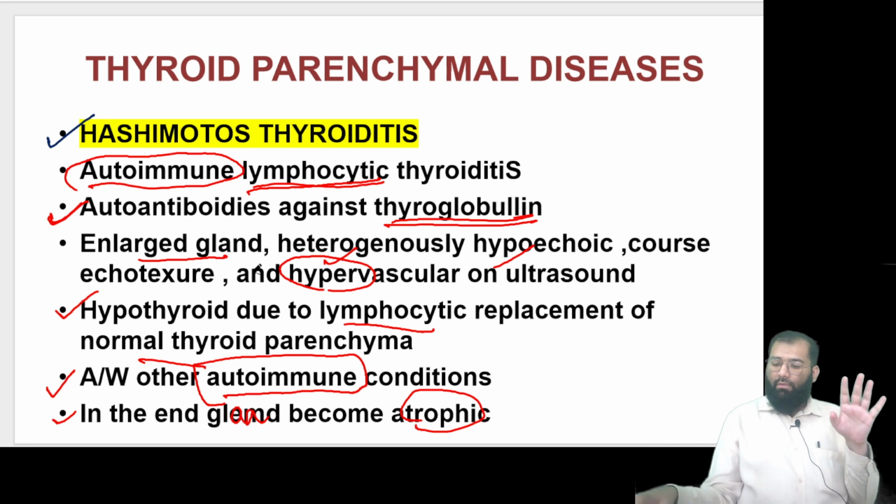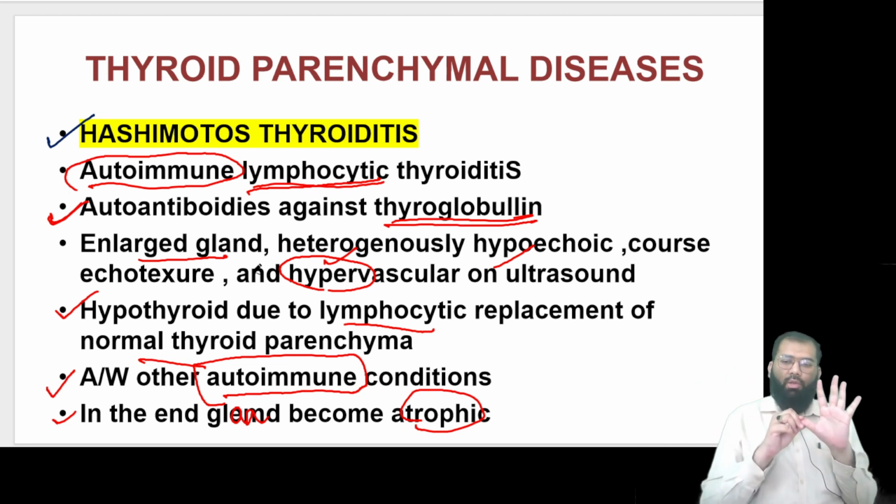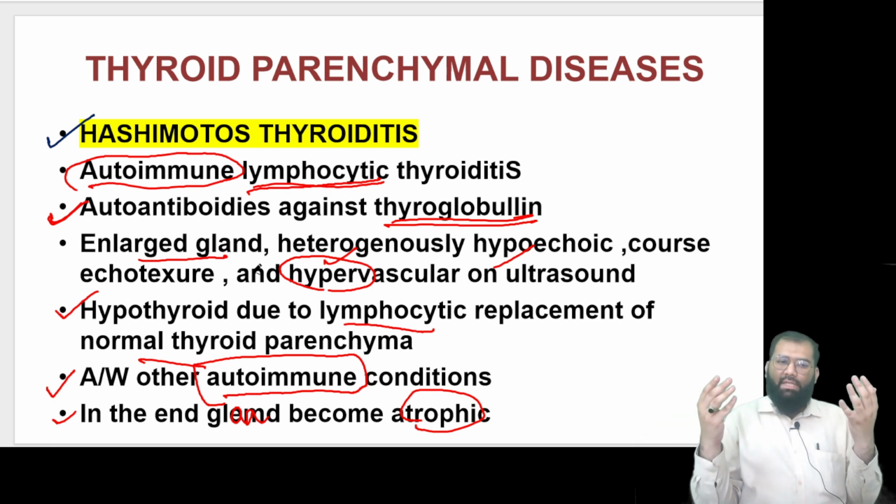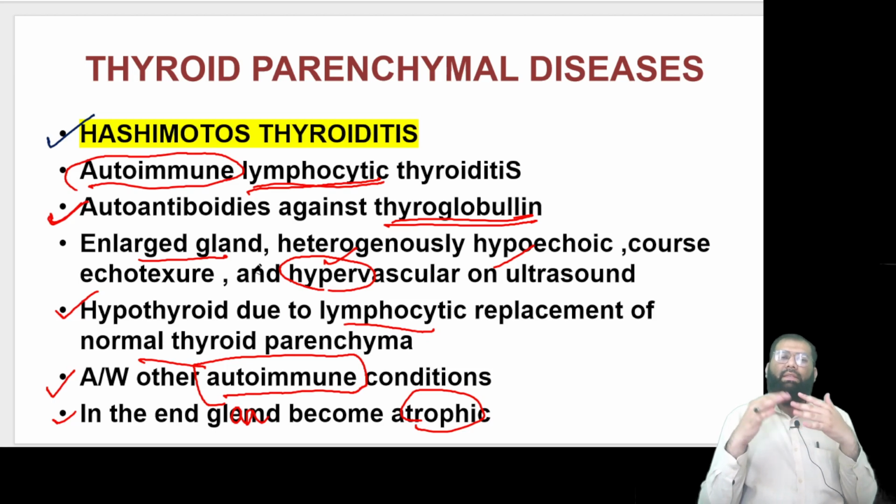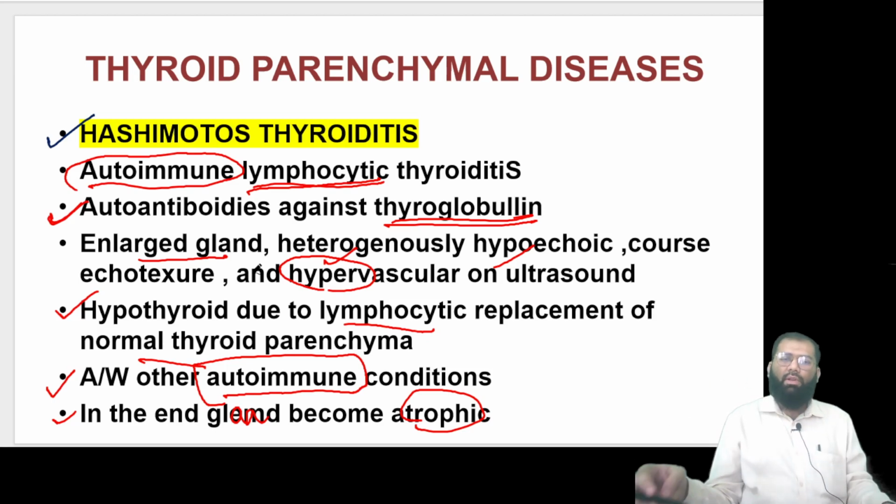Okay. So if you want to remember the key points: autoimmune disease, autoantibodies against thyroglobulin, lymphocytes infiltrate the gland, and initially in the acute phase there is increased inflammation, but in the chronic phase, the entire gland becomes small, atrophic, and muscle-like. Okay, this is what you have to remember about Hashimoto. Now let us come to the ultrasound images for easy understanding.